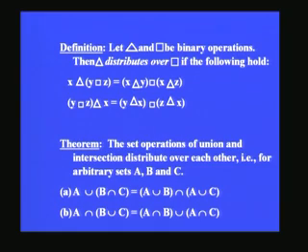In sets also you can have union and intersection, and let us see how they distribute. The set operations of union and intersection distribute over each other. For arbitrary sets A, B and C, A union (B intersection C) is equal to (A union B) intersection (A union C). You can use a Venn diagram and convince yourself about this.